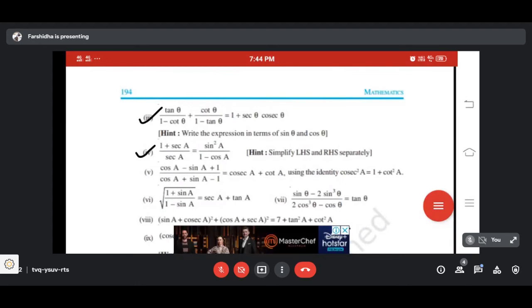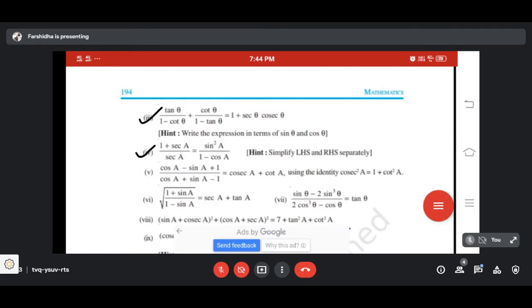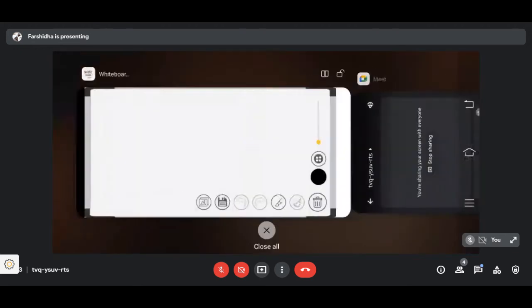So the fourth one: (1 + cosec A) / cosec A equal to sin square A by 1 minus cos A. So we need to prove that (1 + cosec A) / cosec A equals sin square A by 1 minus cos A. We'll start from LHS and we will get a value, and after that we'll solve RHS. Again we'll get a value. Finally we'll see whether LHS equals RHS or not. So first we'll start with LHS.